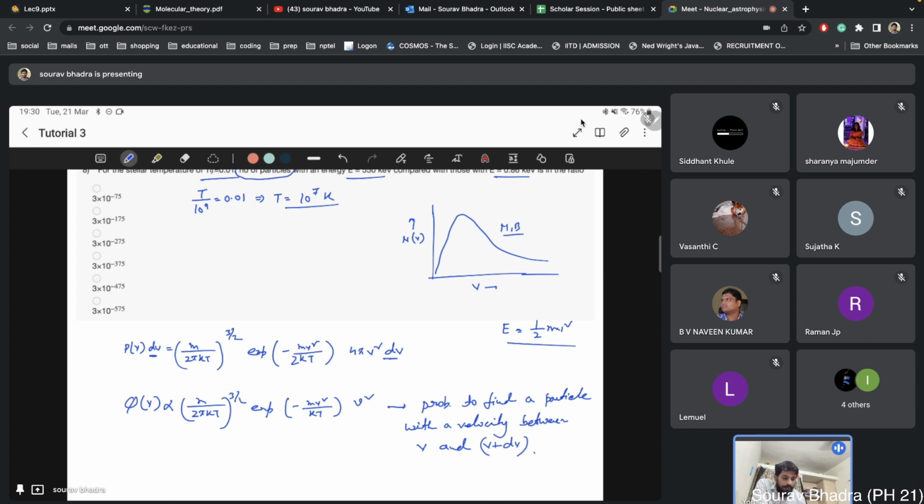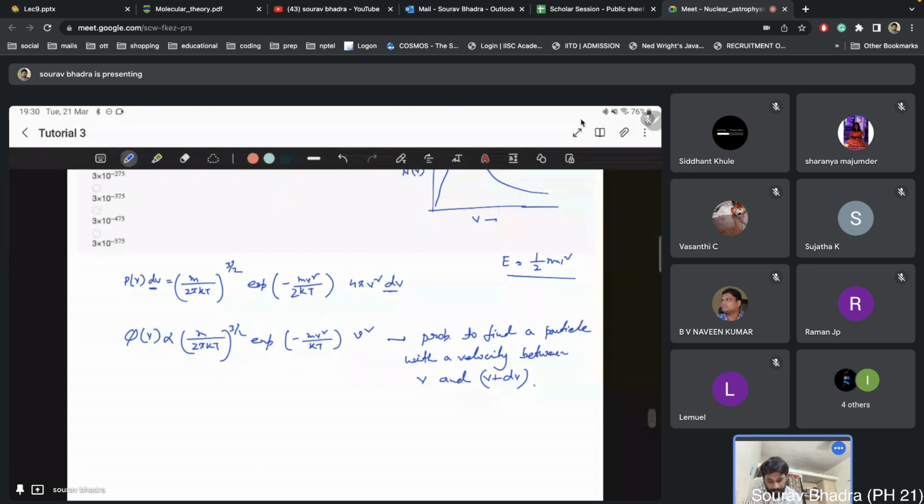So this tells me how many particles there are with a velocity between v and v plus dv. If I convert it into energy, the term m by 2 pi kT will be constant, and there is exponential to the power 3 by 2, exponential of minus E by kT. You know that v squared is proportional to E, so v squared will be proportional to 2E by m. I have not written everything, so the 2 by m term will also be there, along with other terms. That's why I have used the proportional sign, not equals.